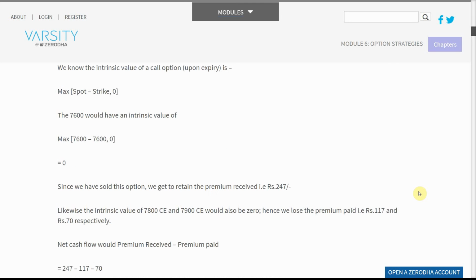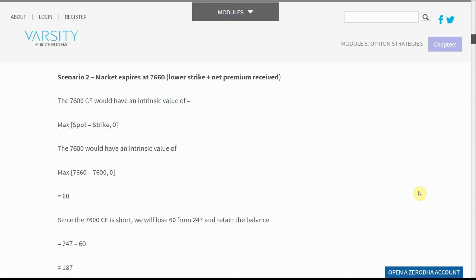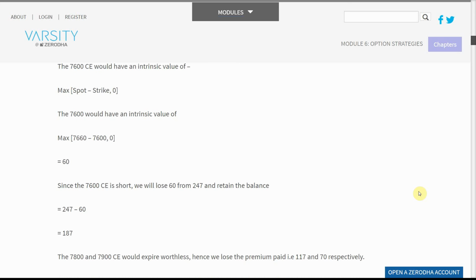Scenario 2: market expires at 7,660, the lower strike plus net premium received. The 7600 CE would have an intrinsic value of max(spot - strike, 0). The 7,600 would have an intrinsic value of max(7660 - 7600, 0) = 60. Since the 7600 is short, we will lose 60 from 247 and retain the balance, which equals 247 - 60 = 187.